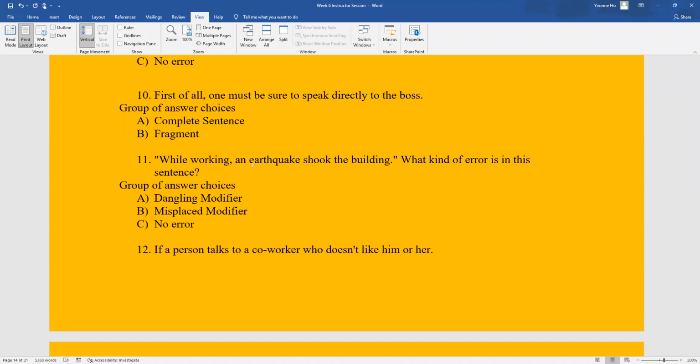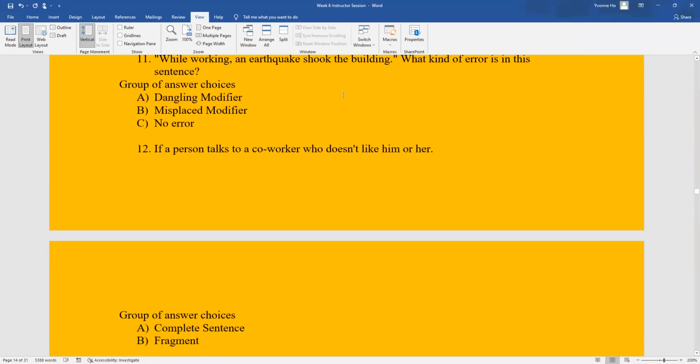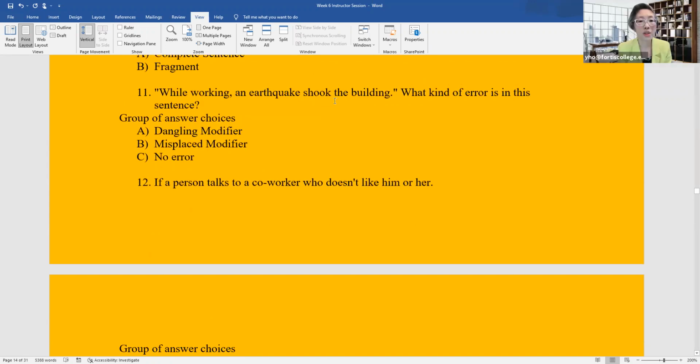Complete sentence. It's a complete sentence because you have a subject, one, a verb phrase, must be sure to speak, and an adverb phrase, directly to the boss. So subject, verb, object.